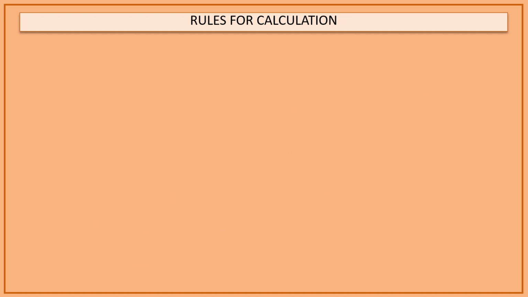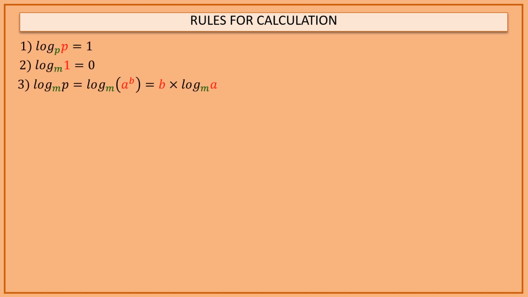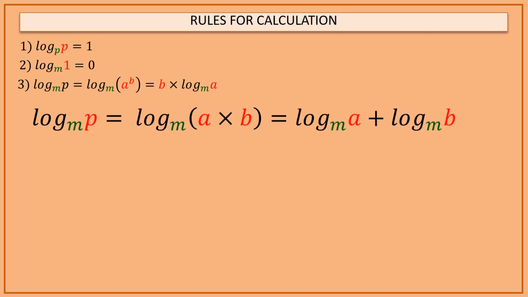So let us move ahead and see some other rules for performing calculations. We will keep the first 3 rules that we have learned as a reference. In rule number 3, we expressed p as a raised to the power b. Here we are performing calculations for logarithm of p to the base m, where p can be expressed as a multiple of two numbers, that is a times b. P here is broken as a times b.